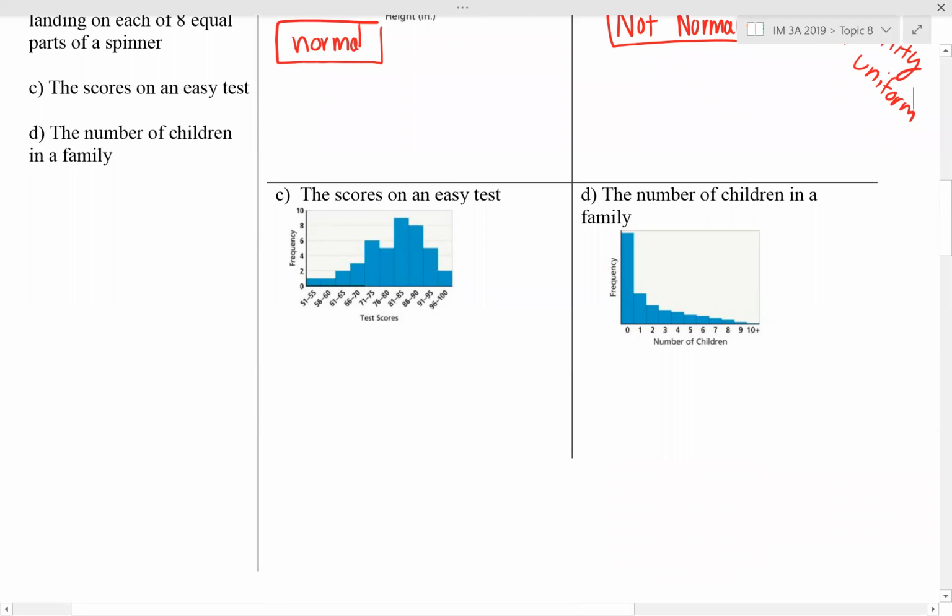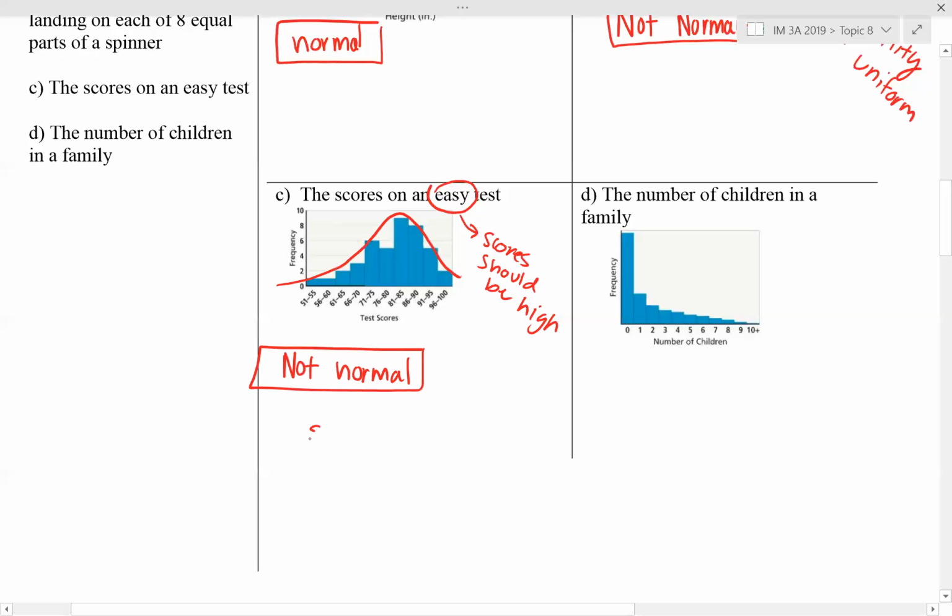The scores on an easy test: if you think about it as an easy test, the scores should be high. So all of the scores should be on the right side. That means that this would be something that is not normal. Normal would be where all of the grades are in the middle. So that looks like it's skewed left.